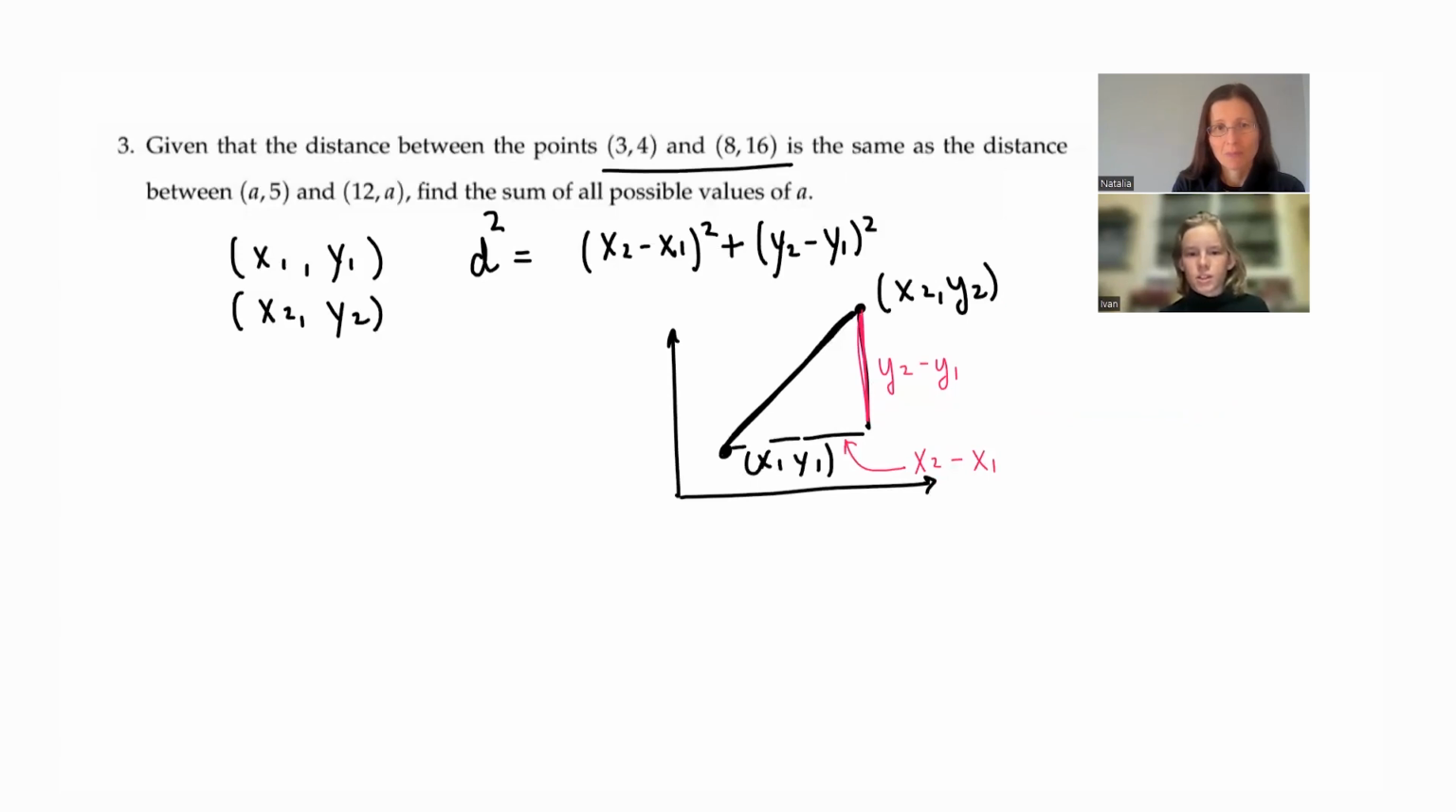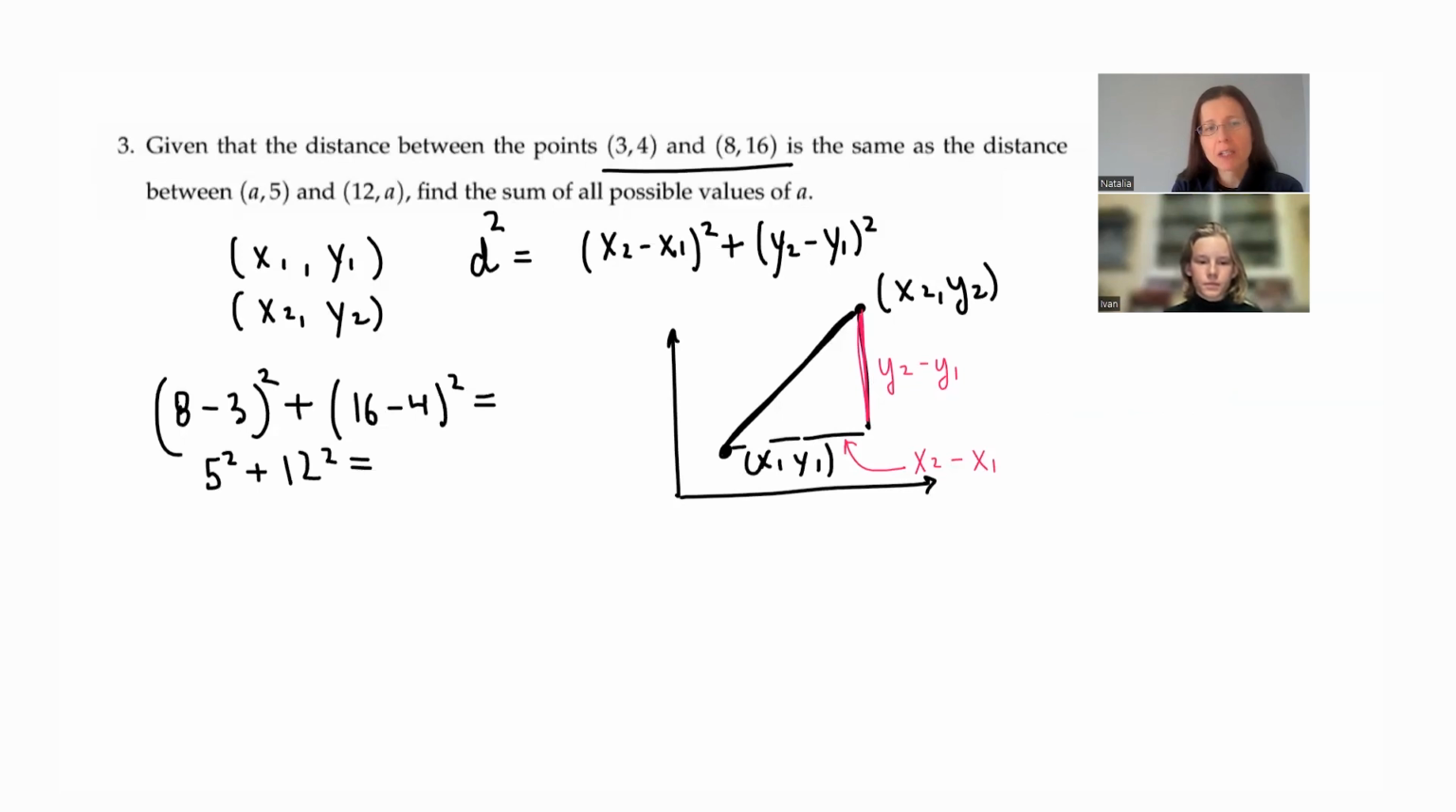First, let's compute the square of the distance between these 2 points. We take 8 minus 3 to get our horizontal leg, which is 5, squared, plus 16 minus 4, which is 12, squared. So 5 squared plus 12 squared. That's a familiar Pythagorean triple; it will be 13 squared. We can also compute 25 plus 144, which is 169. That was for the first 2 points.